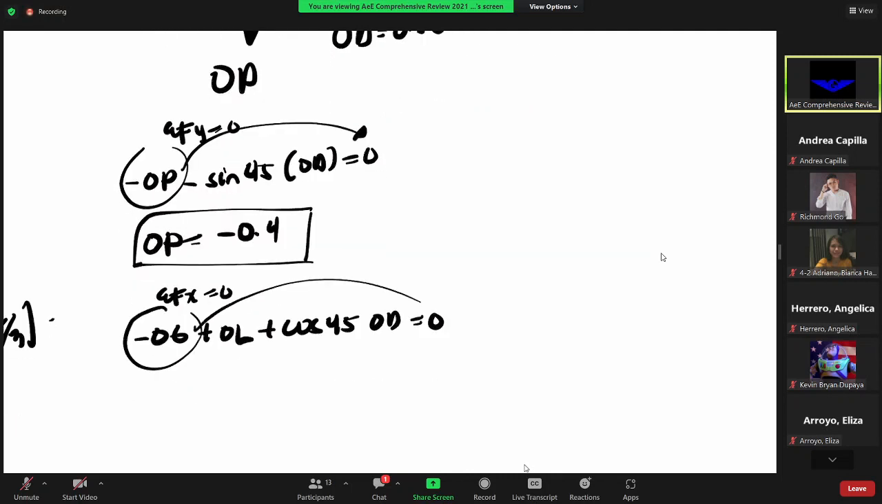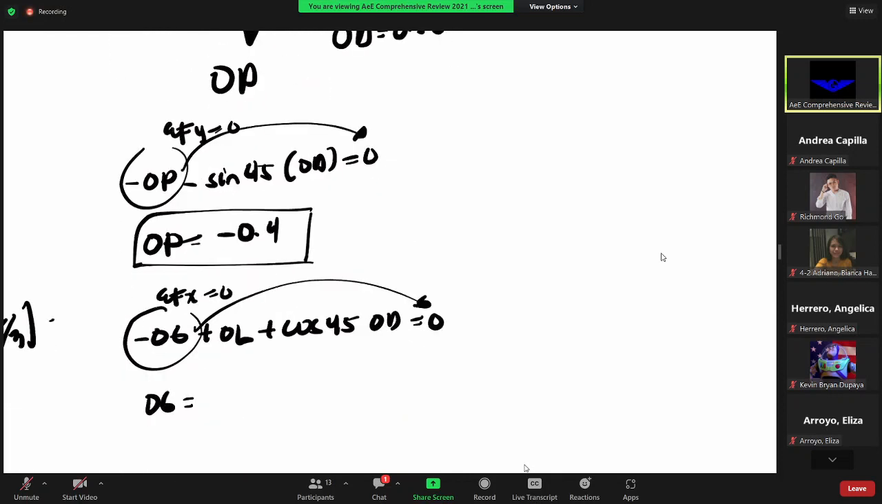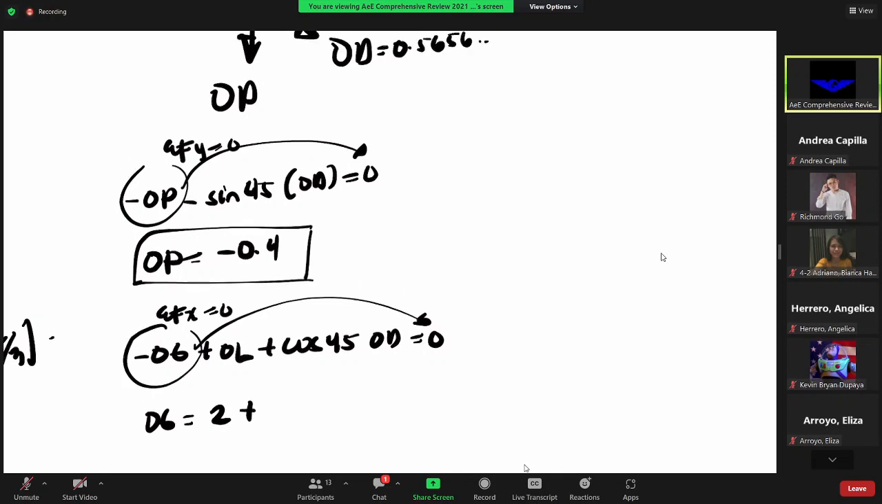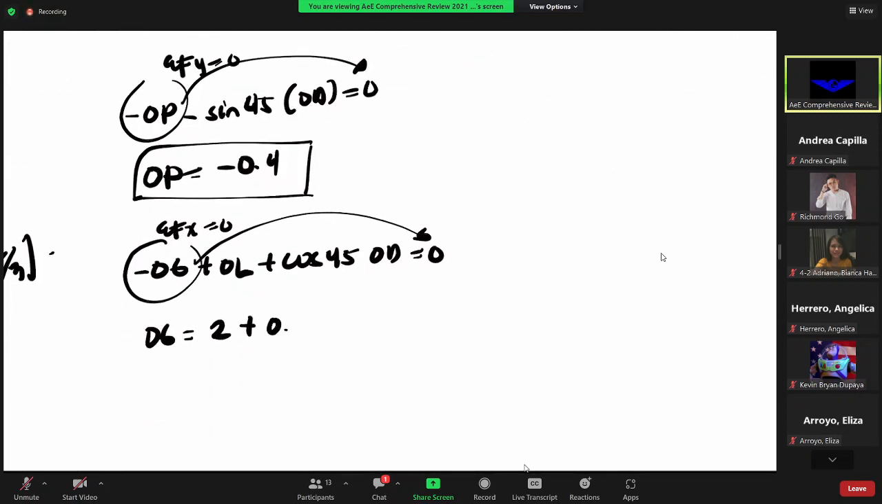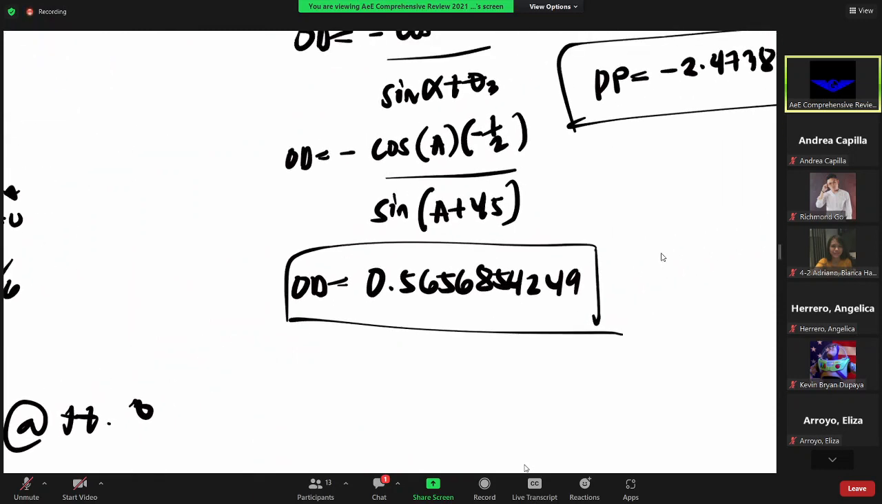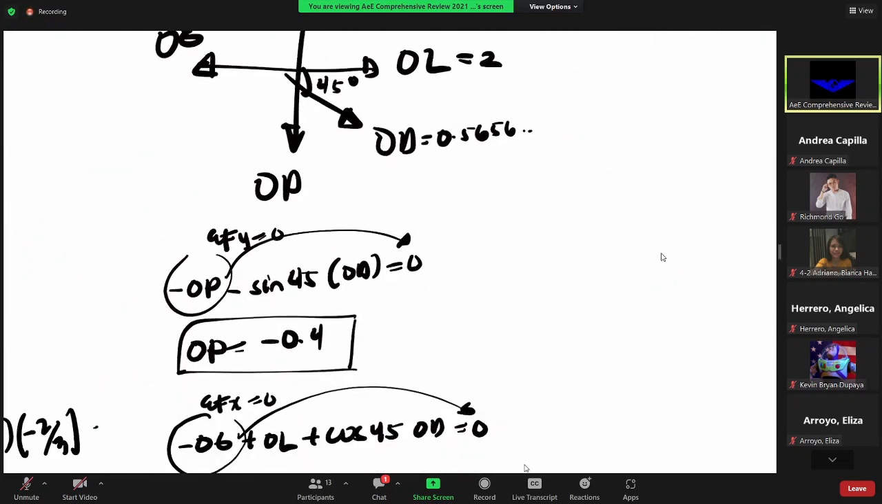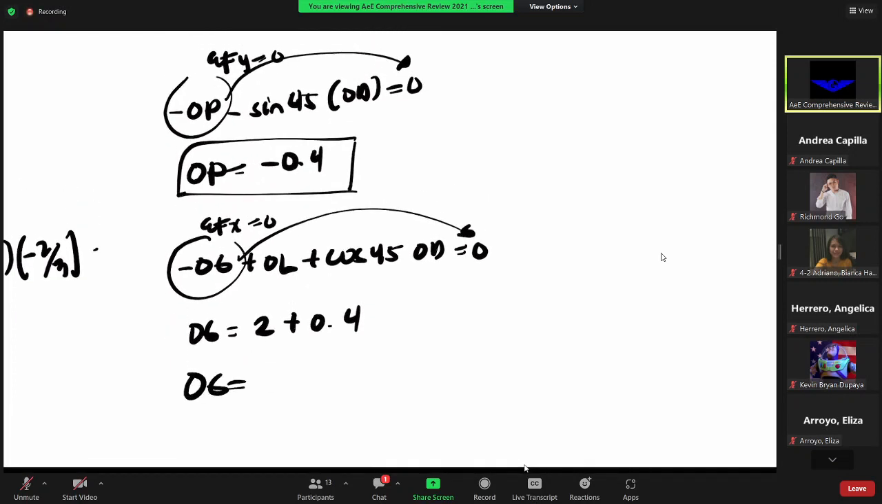So transpose natin to sa kabila guys. OG is equal to OL, plus 0.4. Tama? Kasi yung OD cosine 45 hindi naman to negative, is negative 0.4. So OG is equal to 2.4. Tama ba guys? Pa-check naman.